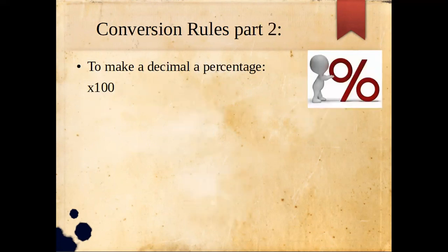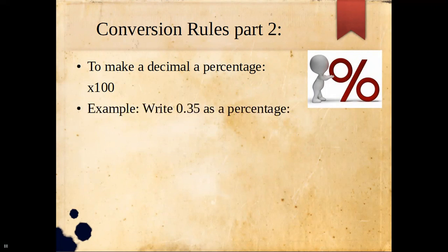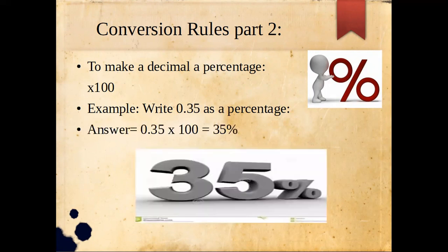To make a decimal a percentage, multiply it by 100. So that's pretty simple as well. So here's an example. Write 0.35 as a percentage. So all you need to do, multiply it by 100 and you get 35%. Never forget to add the percent sign on at the end.